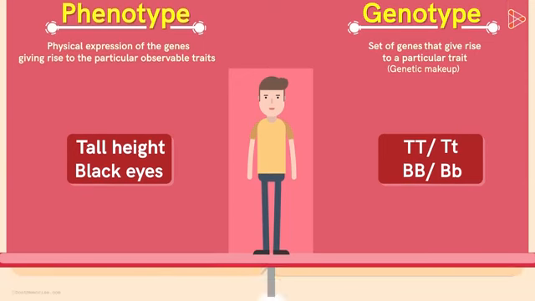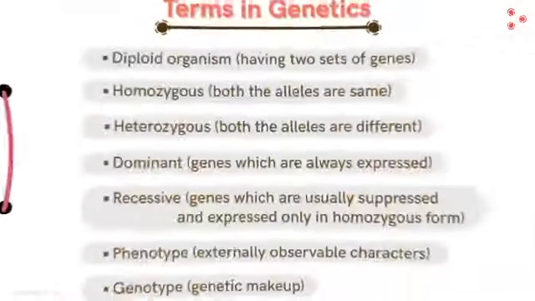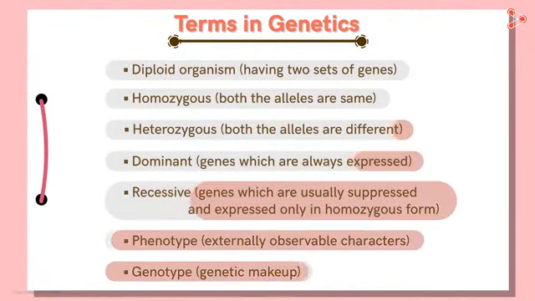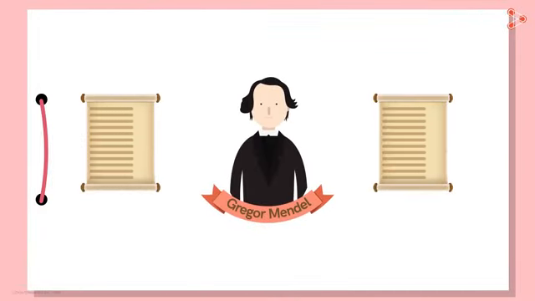Now getting back to our experiment. How do we understand the genotypic ratio? Well, as we can see, we have one homozygous tall plant, two heterozygous tall plants, and one homozygous dwarf plant. So, the genotypic ratio is 1 to 2 to 1. Now, we are all well versed with the crosses and also a few important terms in genetics. Take a moment to go through these important terms once. Let's now move ahead and understand Gregor Mendel's experiments further.